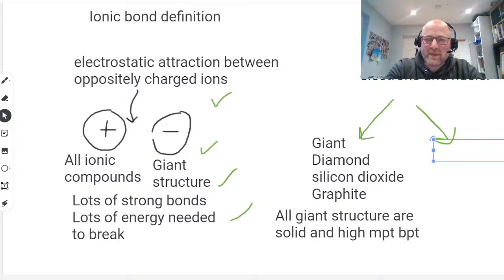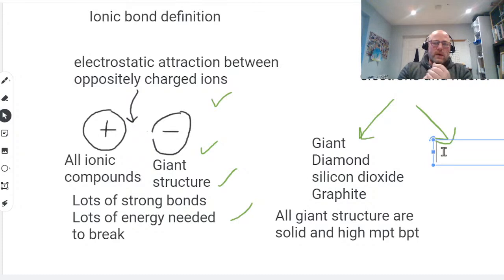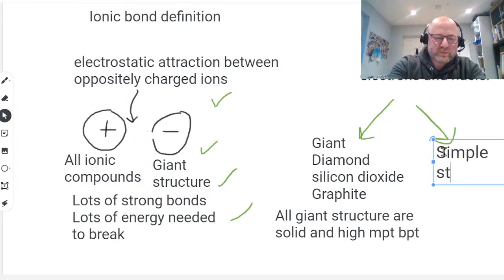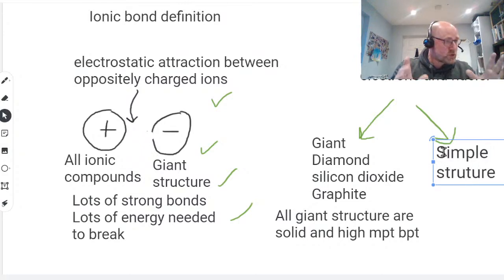Chemistry is a little bit more like they ask a little bit of everything, more than biology, where it's kind of random. Right, the other type of covalent substance is simple structure. What do you need to know about simple structures?